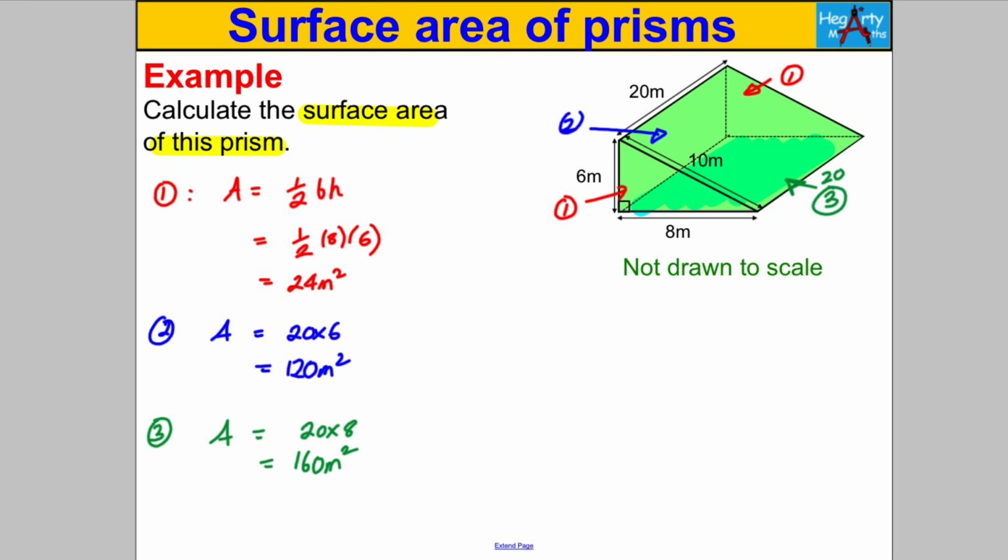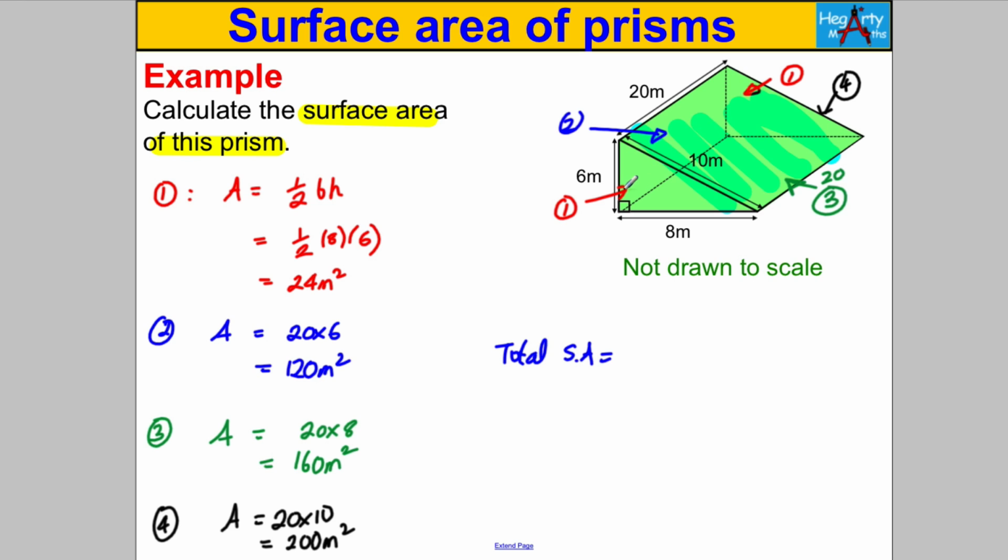Alright? So we're very close. The only one we haven't done is this slanted one here. So we just need to work out the area of this slanted section. Now we know that's 20 wide by this 10 here. I'm going to call this number 4. The area is going to be 20 multiplied by 10, which is equal to 200 meters squared. So let's work out the total surface area now.